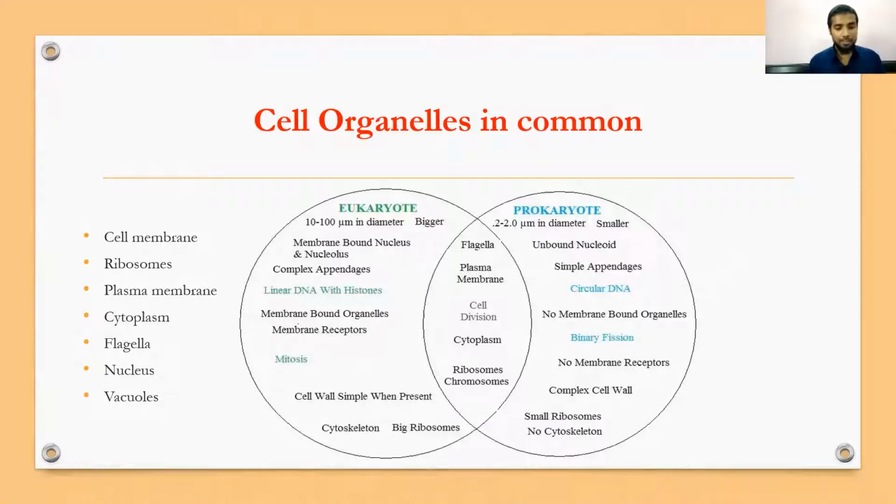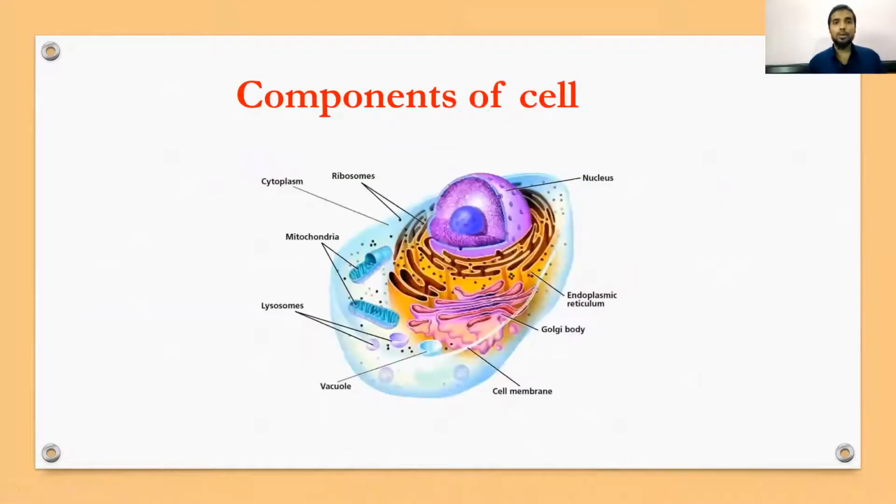The other one is the plasma membrane, or you can call it the cell membrane. Cell division is different in prokaryotes and eukaryotes, but there is cell division, and for that reason it is considered a common one. Then cytoplasm is present in both prokaryotes and eukaryotes, ribosomes are present in both, and also chromosomes. Now we'll move on to the next one, the components of a cell.